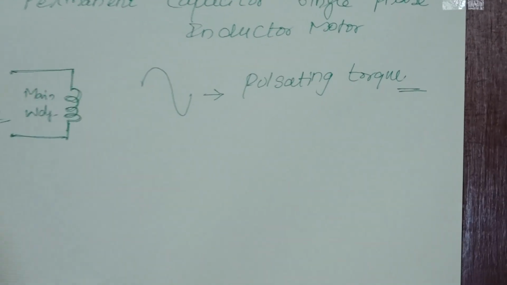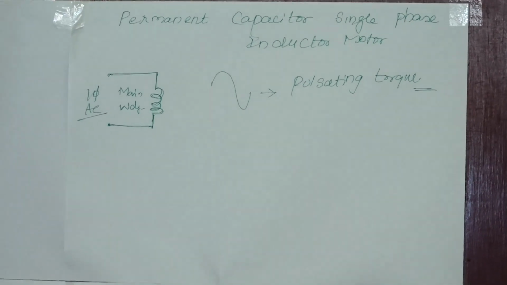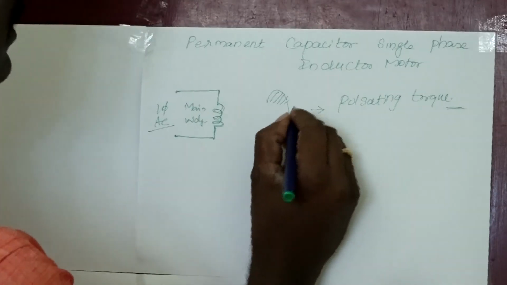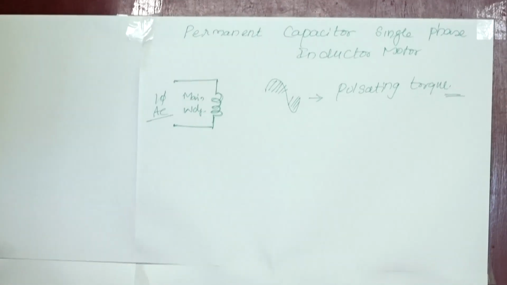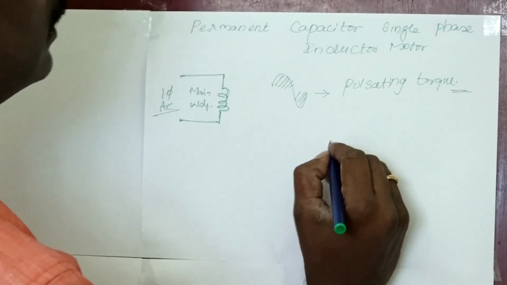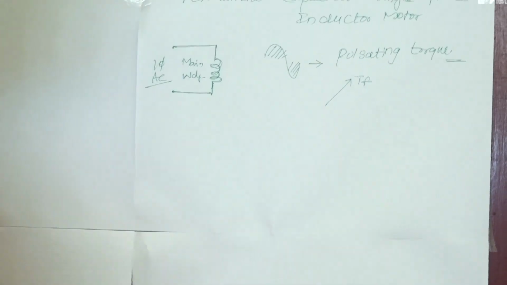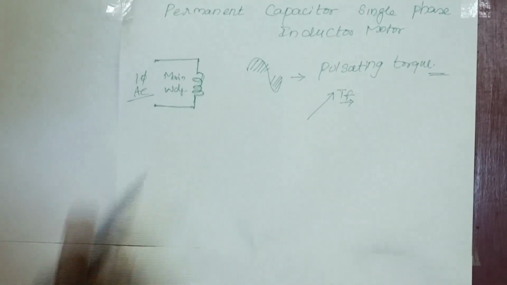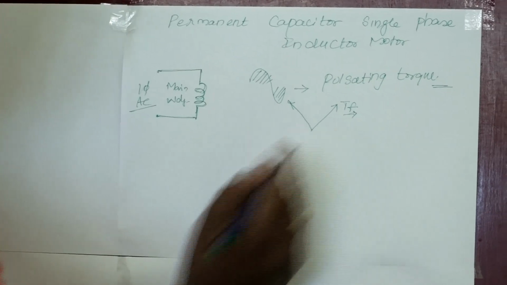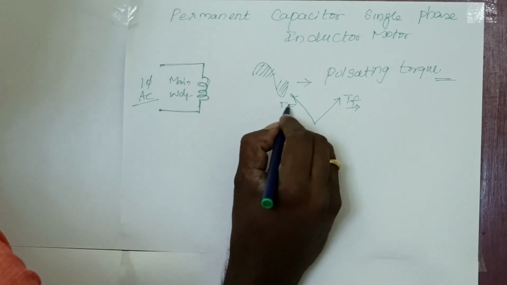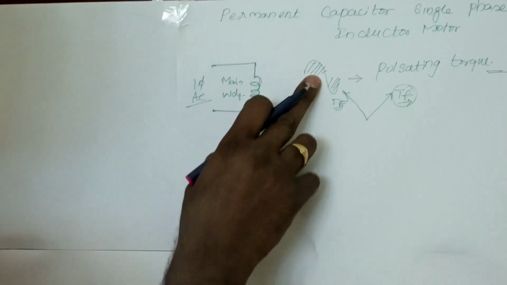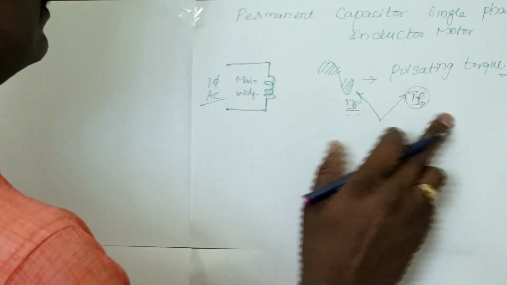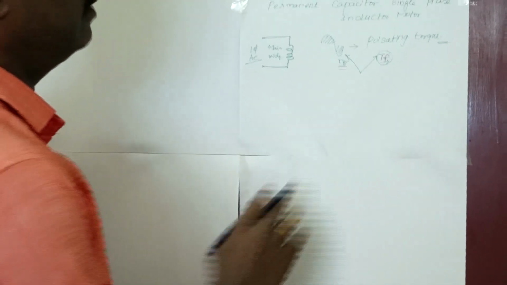the alternating flux can be resolved into two fluxes by the double field revolving theory. One is positive and the other is negative. Because of the positive one we are getting the positive torque, that is the forward torque, in one direction. One more thing is a backward torque, which is developed from the alternating flux. This forward torque and backward torque are considered by the double field revolving theory.